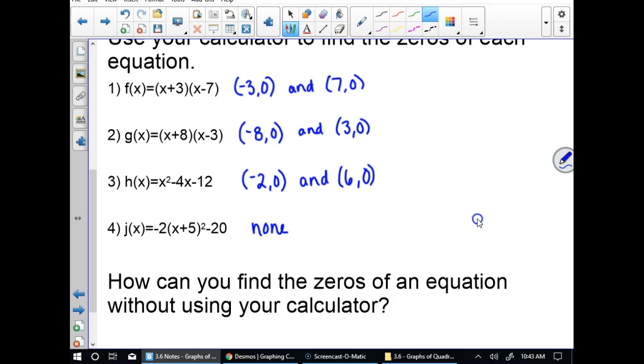So if I think of going up here to number 1 and plugging in 0 here, then I'm just basically solving this equation, right? So I'll have x plus 3 equals 0 and x minus 7 equals 0. So that'll give me x equals negative 3 and x equals positive 7. And there are my x-intercepts, right? Same thing would work for number 2. If this equals 0, then negative 8 and positive 3 are your correct answers. Number 3, I would plug in 0 for my y, or in this case the h of x. And what would I do with x squared minus 4x minus 12 if I wanted to solve that?